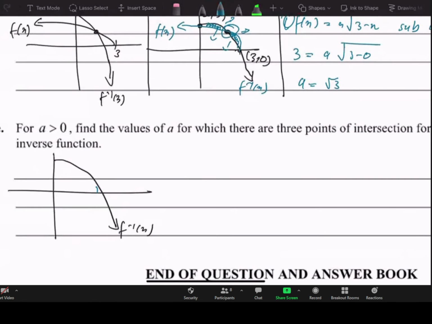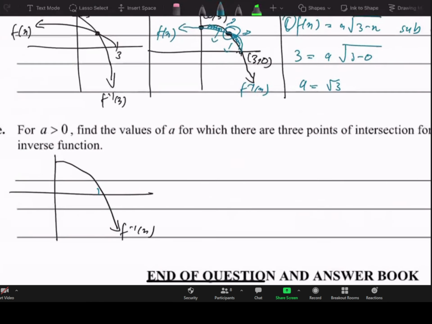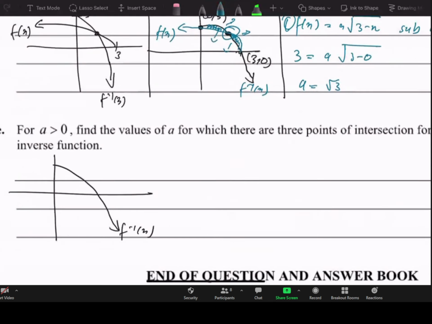So if we're going to find a range of a values, we have to find the values that allow that middle point to exist. So what we don't want the graph to look like is, this is a bit hard to draw. Basically, we'll just try it again.